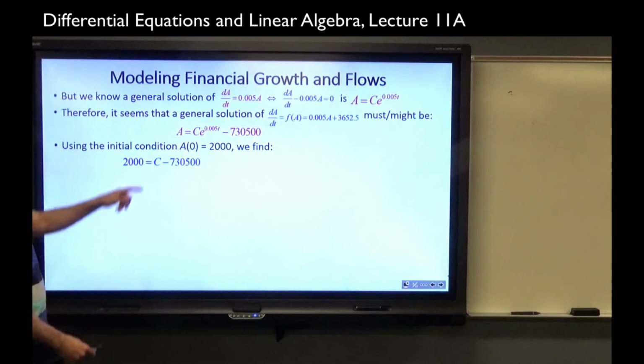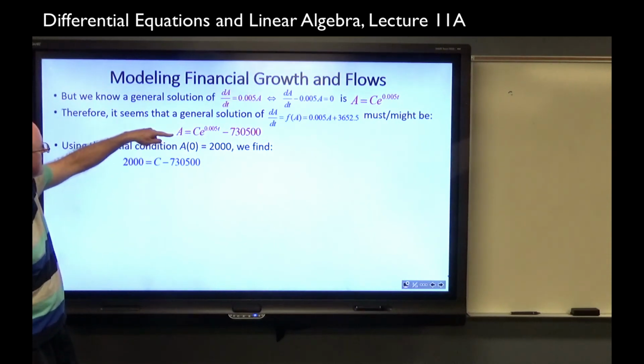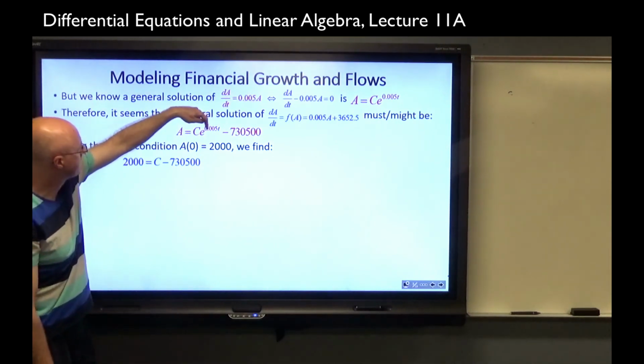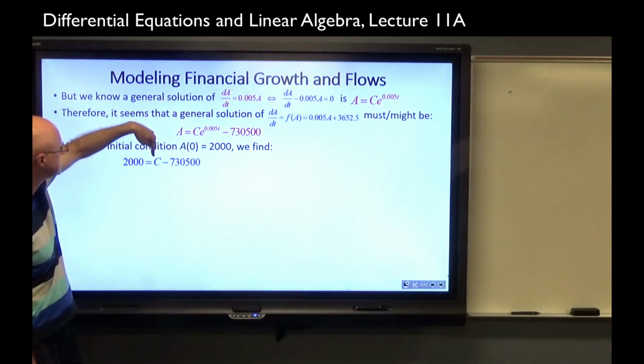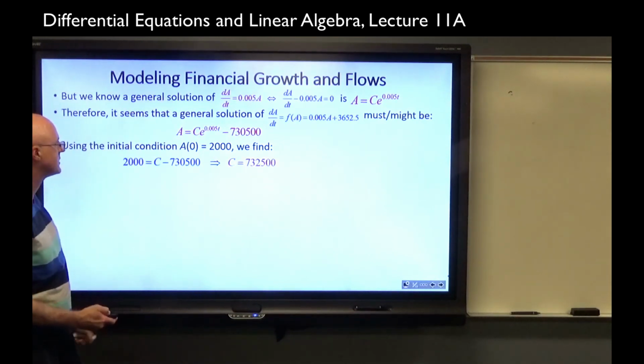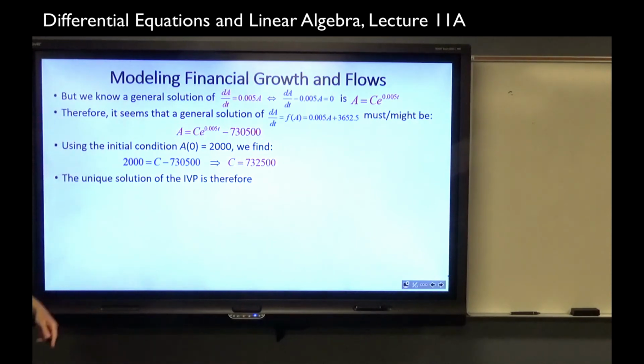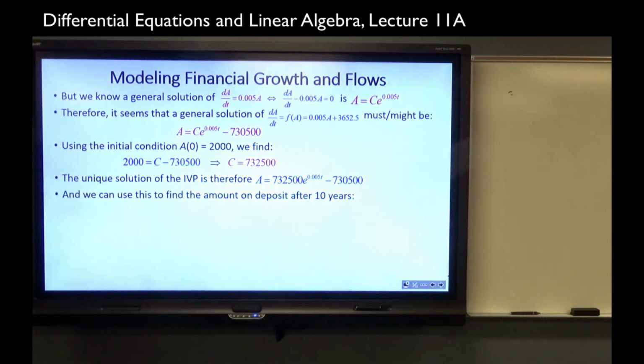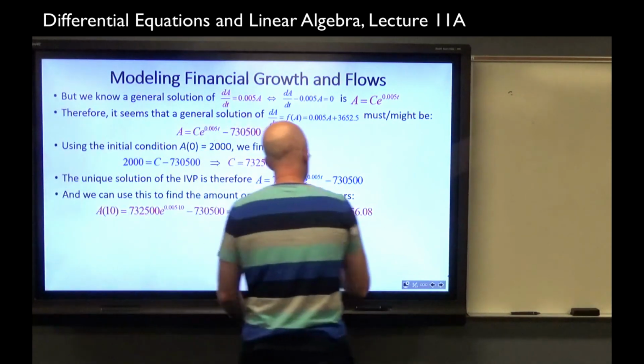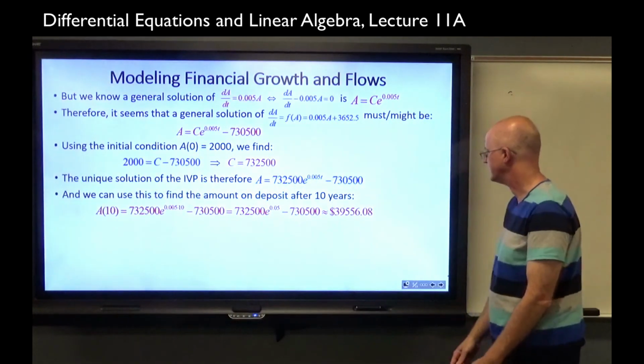Set A equal to 2,000 here, the initial deposit. Plug in t equals 0, e to the 0 is 1, so you just get a C. Solve for C. C turns out to be 732,500 here. And the unique solution of the IVP is therefore this. And then we can use this to find the amount on deposit after 10 years. Plug in t equals 10, and you find that the amount your money has grown to is 39,556.08.